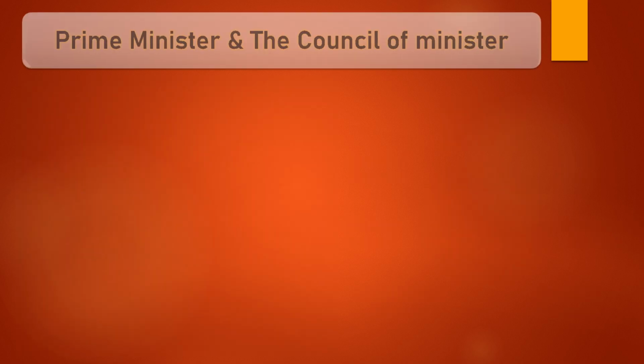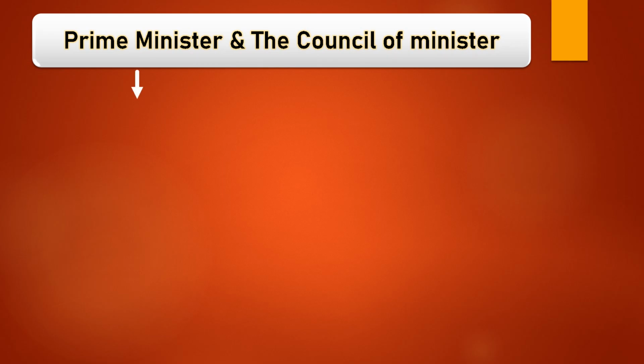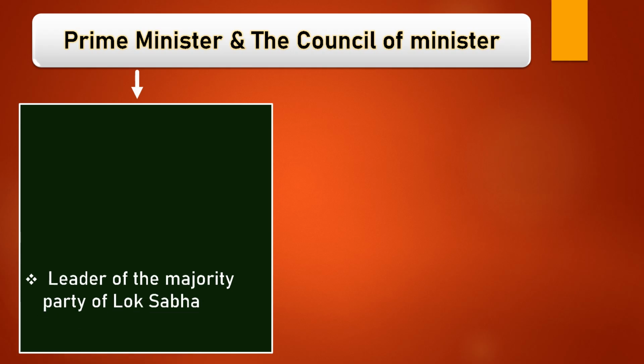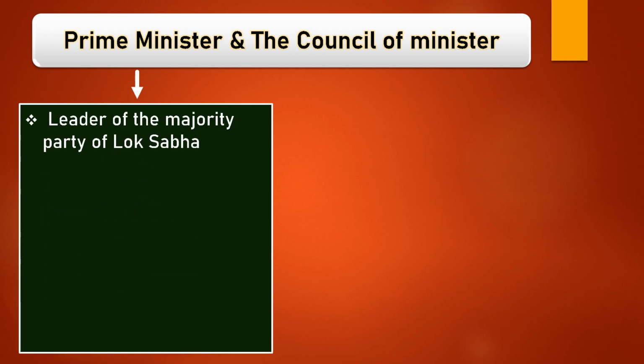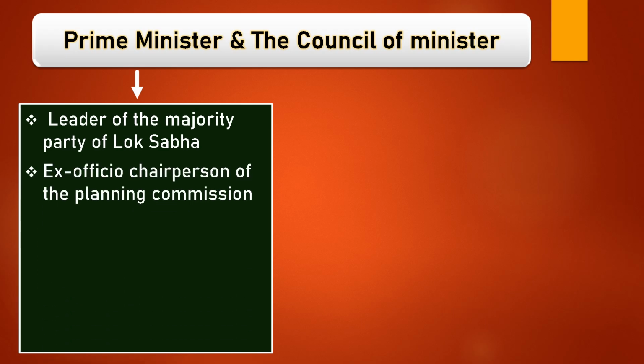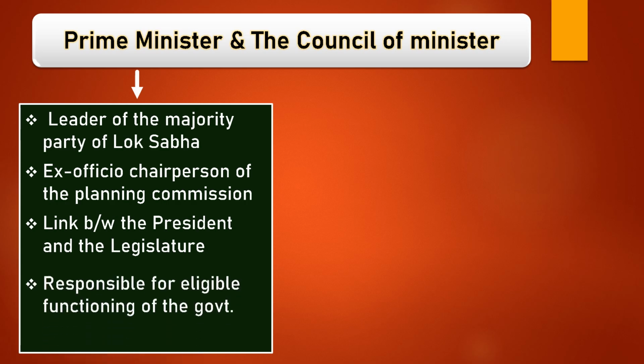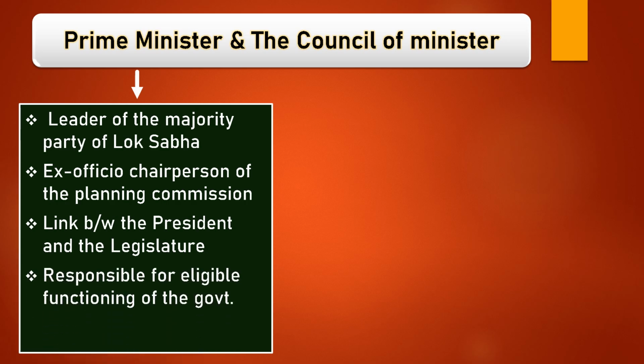Let's talk about the Prime Minister and the Council of Ministers. First, the Prime Minister. Yes, Prime Minister in our country India is the real head of the government as he or she is the leader of the majority party of Lok Sabha. Also, the Prime Minister is the ex officio chairperson of the Planning Commission and he plays an important role as a link between the President and the legislature and he is also responsible for the efficient functioning of the government.